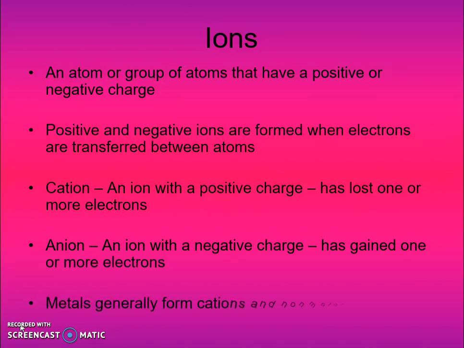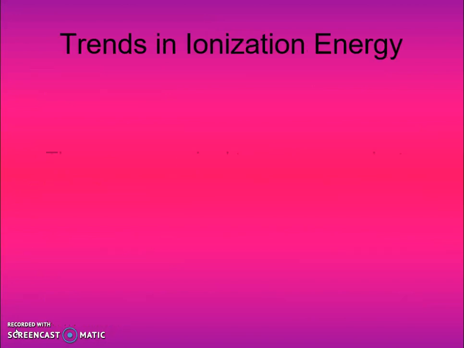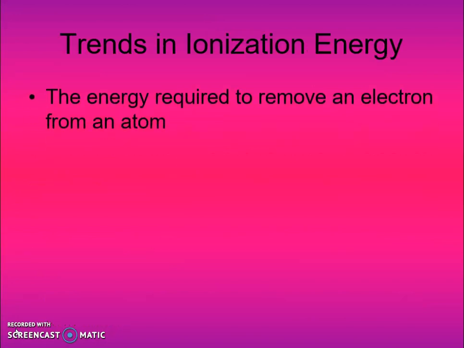So metals usually like to give up their few valence electrons, making positive cations. Nonmetals, which have almost full valence shells, like to take on electrons to complete them. From that, we're going to take a look at ionization energy. Ionization energy is the amount of energy that is required to remove an electron from an atom. So the more difficult it is to take an electron, the greater the amount of energy needed to do that.